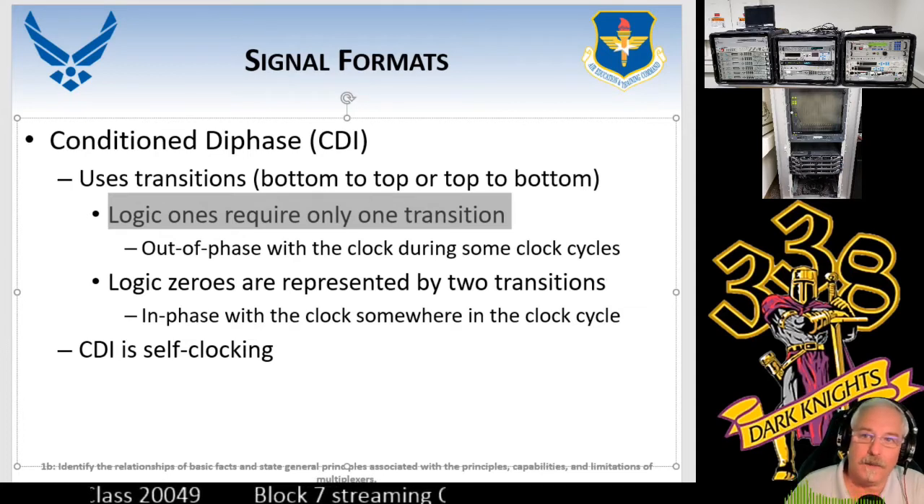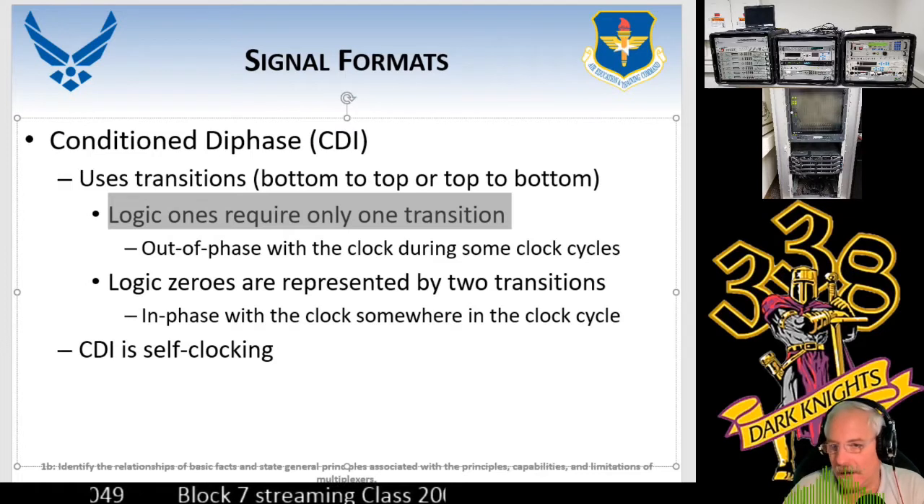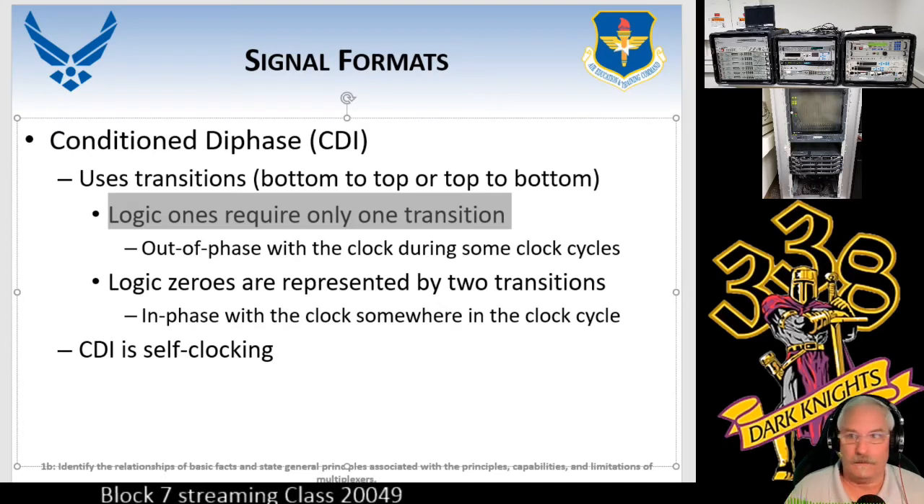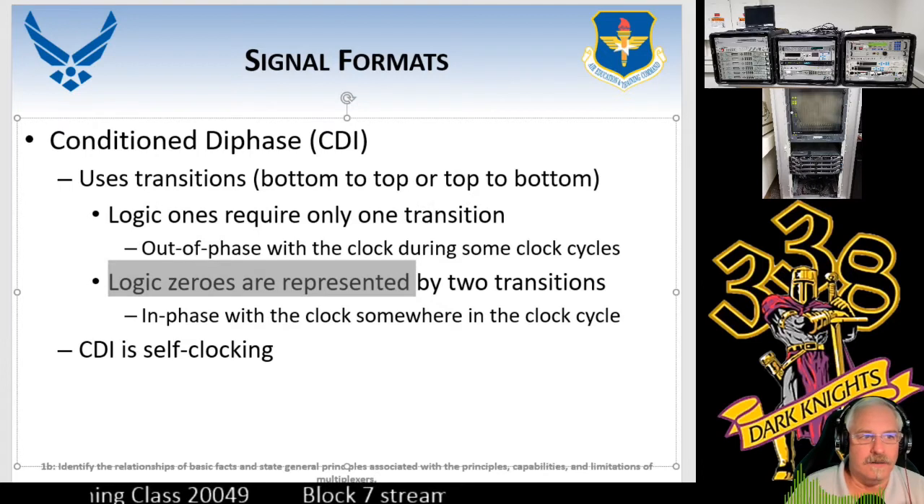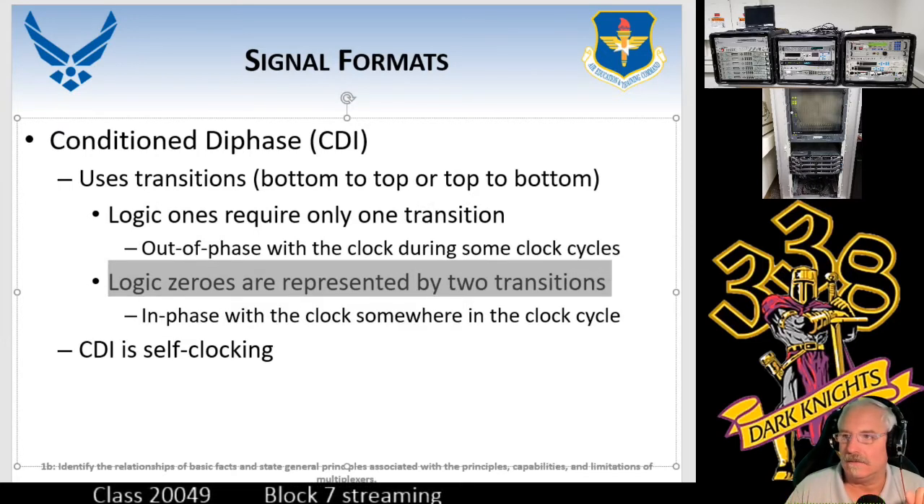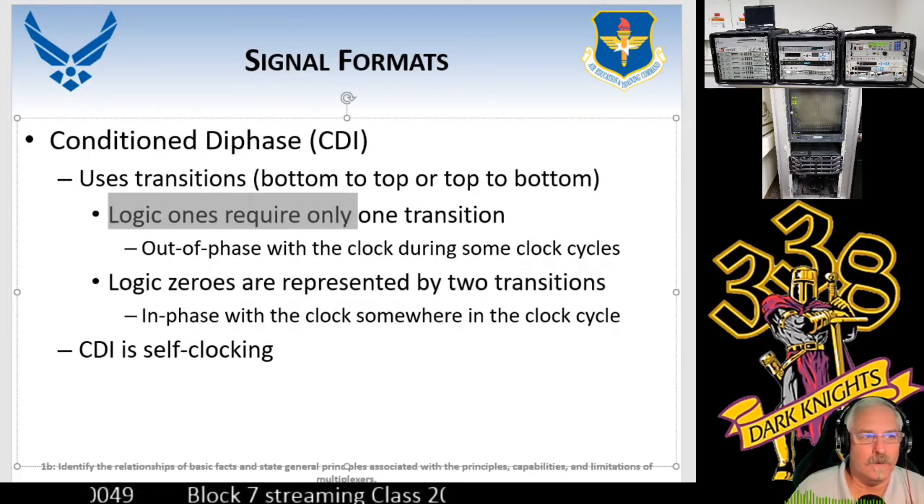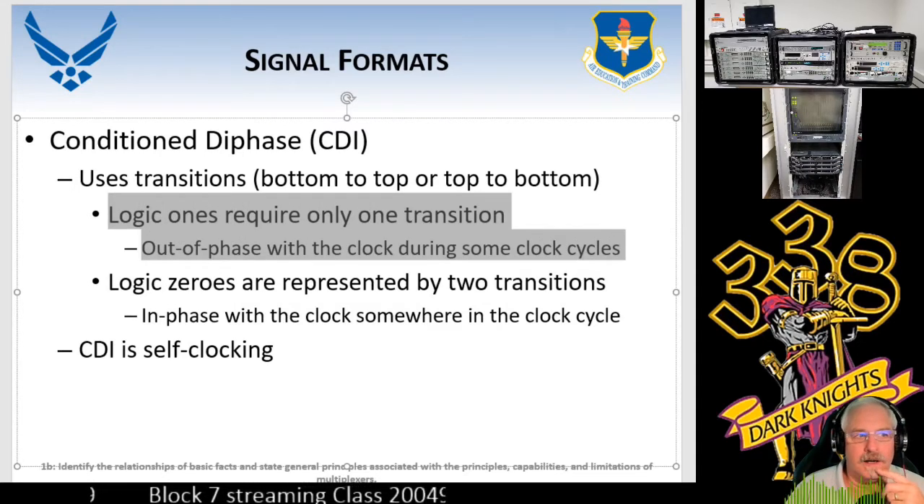Now we're only talking about how it transitions and doesn't use the +5 or negative or a 0 as far as being logics of ones. So with logic 1, there's only one transition within that clock cycle. With logic zeros, it's 2 transitions. So it's kind of crazy in the way it does it. Now with logic ones, this little part right here, it can be out of phase with the clock cycle. It's unusual that it is, but it can be.